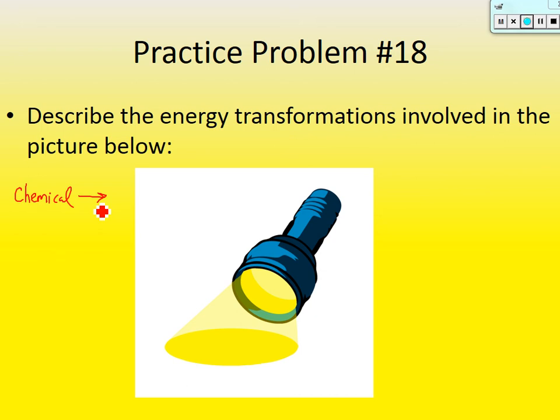Okay, so it's taking the chemical energy in the batteries and converting it into what? Electrical, and that electrical energy is converting into what? Light energy. Into light. And so that's how the flashlight works. So chemical to electrical to light. Let's try another one.